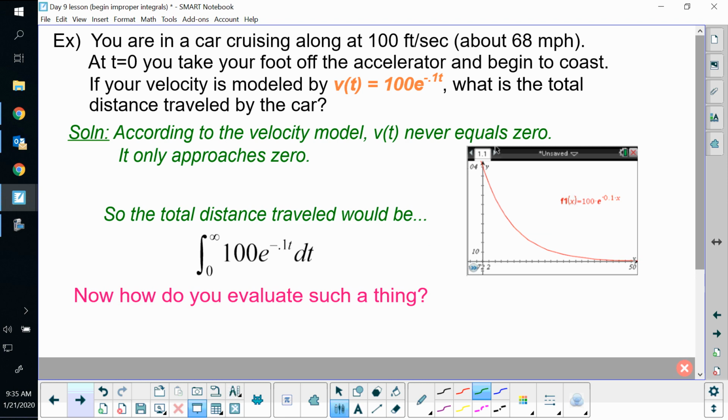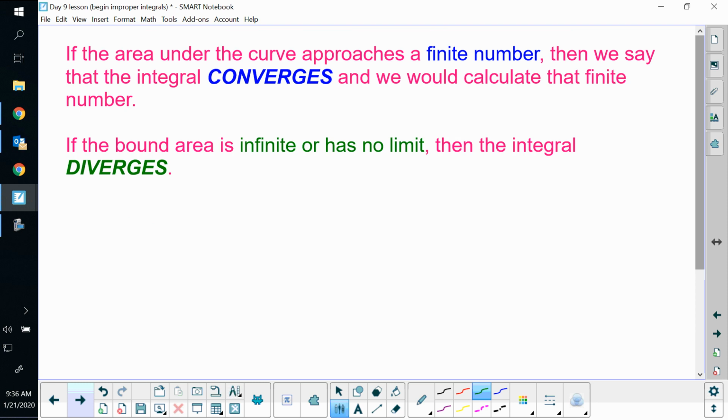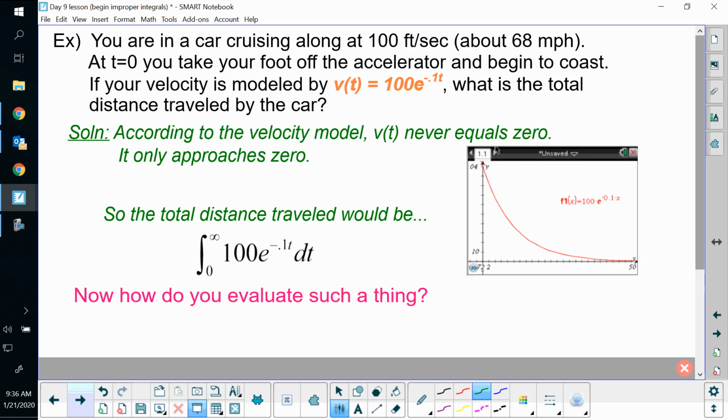So there's our velocity function there as a graph. That velocity, based on the equation, is never going to equal 0. The velocity is going to get closer and closer to 0, but never hit it. So we're dealing with case 2 here, the one in the middle. We're starting at x equals 0, and then our b value is going on infinitely. And that's why we get this integral here. So start at 0, go to infinity, and we want to see if we can evaluate this.